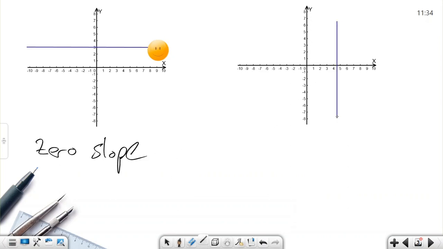Now let's think of a line parallel to the y-axis, let's put it at 4. The x is 4, and since it's parallel to the y-axis, you cannot change your x value. X is all the time 4, and you can only change your y value. So that's an undefined slope.